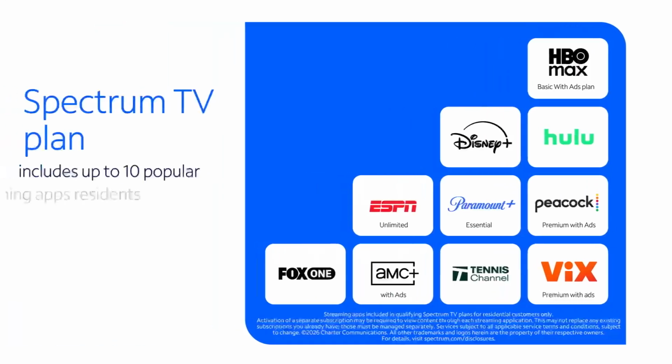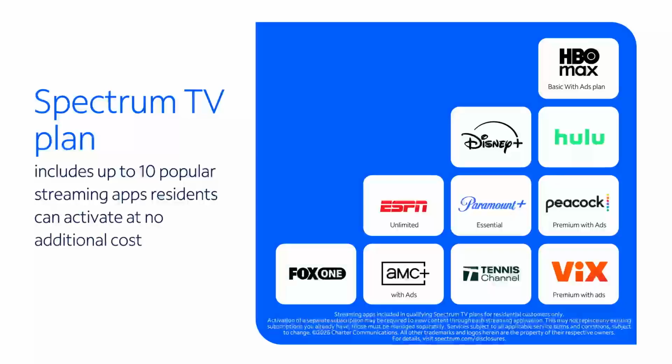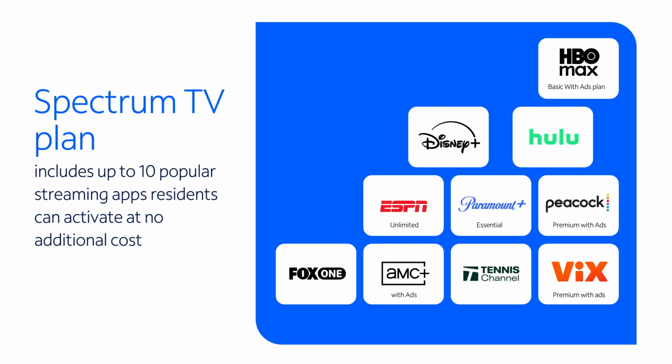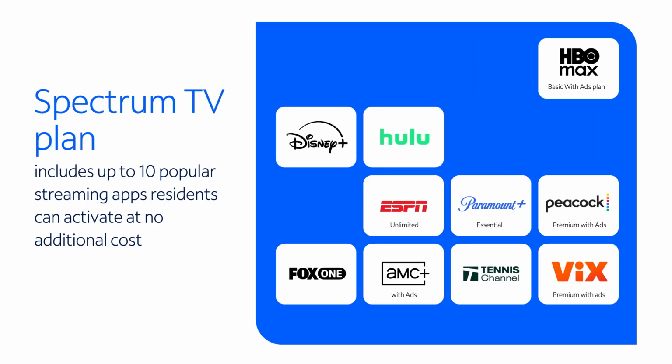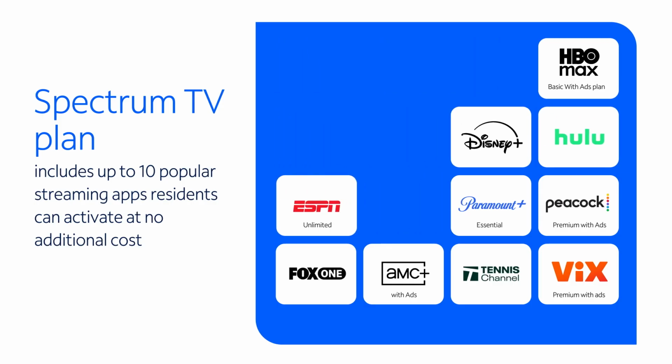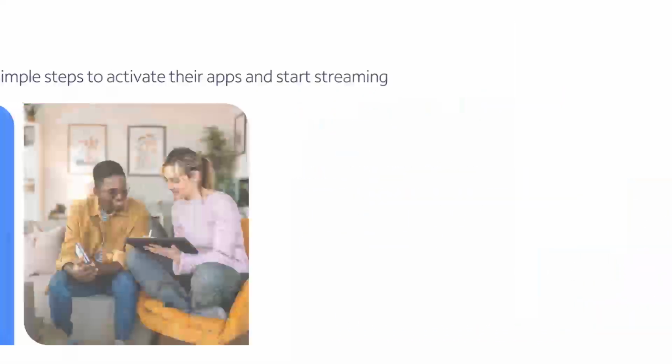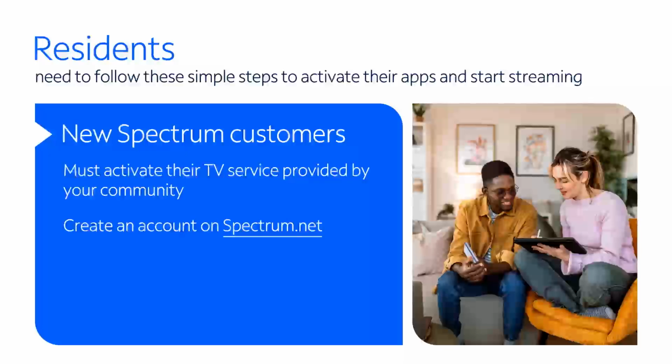The Spectrum TV plan provided by your community includes up to 10 popular streaming apps that residents can activate at no additional cost. Residents can stream hit movies with HBO Max Basic with ads plan, entertaining series with the Disney Plus Hulu bundle, a variety of sports with ESPN Unlimited, and many more entertainment options. Residents need to follow these simple steps to activate their apps and start streaming in no time.